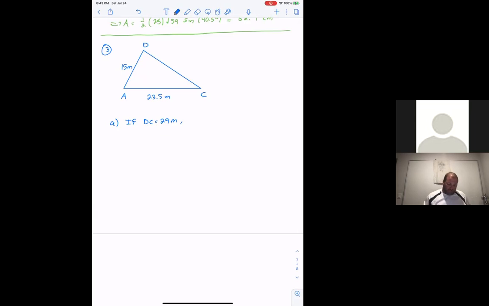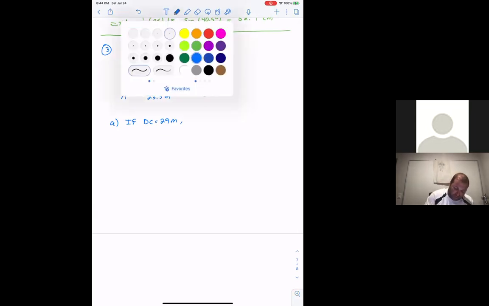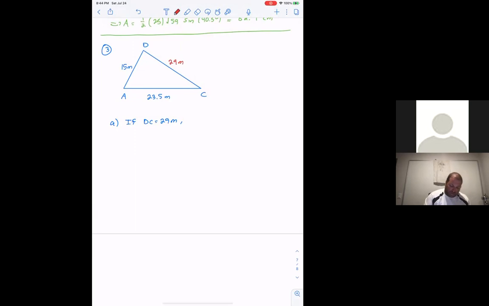Okay, so we don't have any angles. We have all three sides. I'll put it here for now, but I might have to delete it for part B. So how do I get the third angle? I know this is a job for the law of cosines. Which angle do I want? Don't really care, but let's go for this angle here. So let's see what we got. 23.5 squared, because it's got to be the one opposite, equals 15 squared plus 29 squared minus 2 times 15 times 29 cosine of D hat.